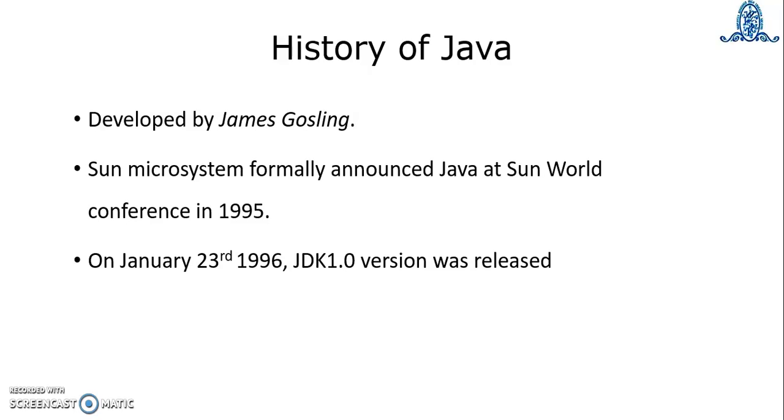Now, who developed this Java language? It was developed by James Gosling. Sun Microsystems formally announced Java at Sun World Conference in 1995. JDK 1.0 version was released on 23rd January in 1996.